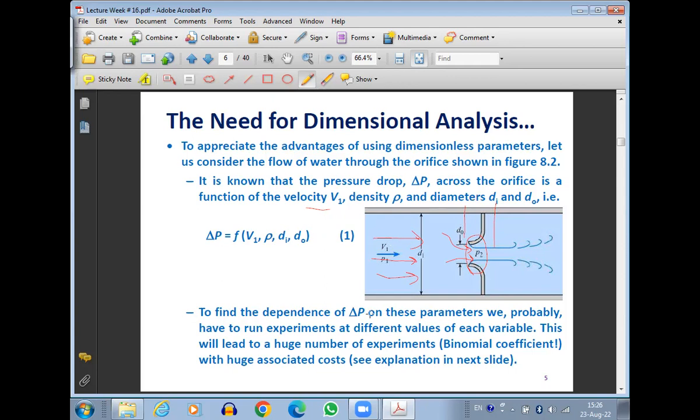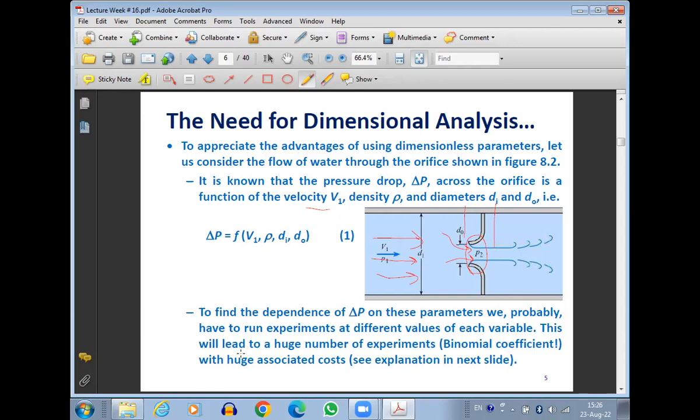To find the dependence of delta P on these parameters, we probably have to run experiments at different values of each variable. This will lead to a huge number of experiments, a binomial coefficient, with huge associated cost. So suppose I want to know the dependence of delta P, the pressure drop, on these variables. We have to fix all the variables and first start changing one.